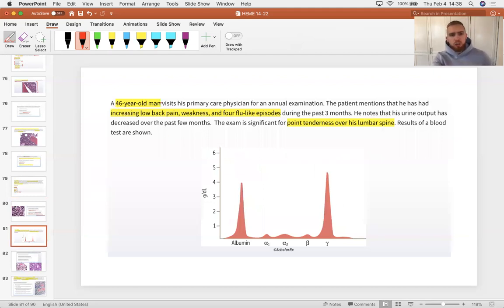Here's a 46-year-old with low back pain, weakness, and flu-like episodes. His urine output has decreased and he's got point tenderness over his lumbar spine. So you run some blood electrophoresis. Again, you're a great doctor. You know exactly what to order.